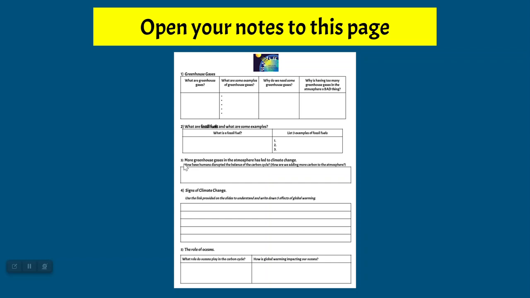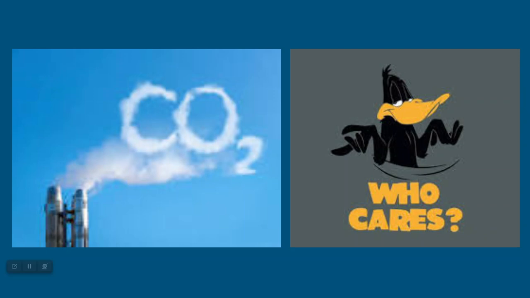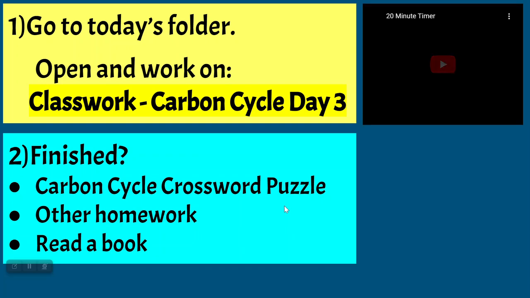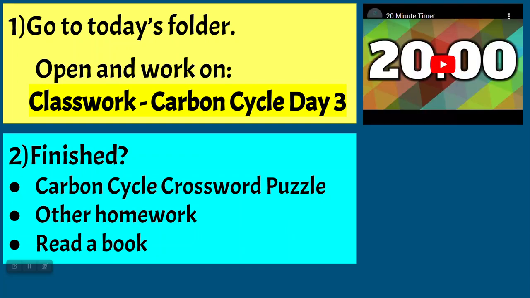And this section here, 3, more greenhouse gases in the atmosphere has led to climate change. So you're going to have to think about how have we changed the climate, and then signs of climate change. You're just going to use the link provided again to come up with some examples of climate change. Okay, what role do oceans play in the carbon cycle, and how is global warming impacting our oceans? Those are all things you want to think about as you're going through the independent work so that you can be filling in your notes. All right, again, carbon dioxide. Who cares? Well, we do. We'd better care because we humans are impacting the amount of carbon dioxide in the air.